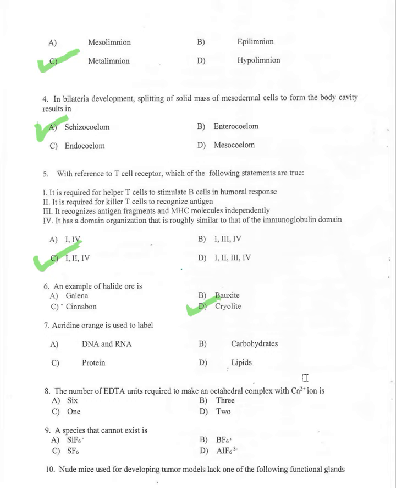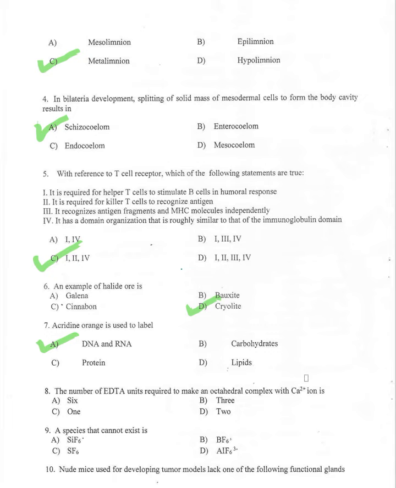Question number 7. Acridine orange is used to label: A. DNA and RNA, B. Carbohydrates, C. Protein, D. Lipids. The correct option is A, DNA and RNA. Acridine orange is a permeant nucleic acid binding dye. It emits green fluorescence when it binds with double-stranded DNA, and it emits red fluorescence when it binds with single-stranded DNA or RNA.